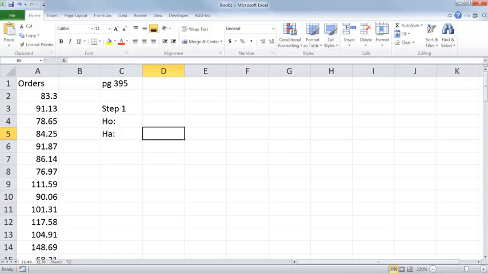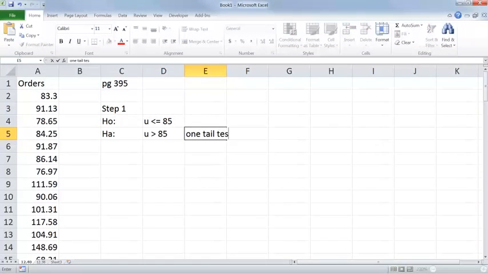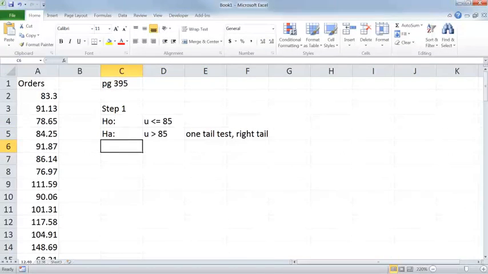So in this problem, we want to find the average, so mu is greater than $85. We want to show that it's greater than 85, because if it's greater than $85, then we're going to be profitable. So that's the alternative. Remember, the burden of proof is on the alternative, so whatever it is we want to try to prove belongs there. So the null hypothesis must be less than or equal to 85. All right, so we know this is a one-tail test, and it's going to be the right tail. Okay, great. So that's step one.